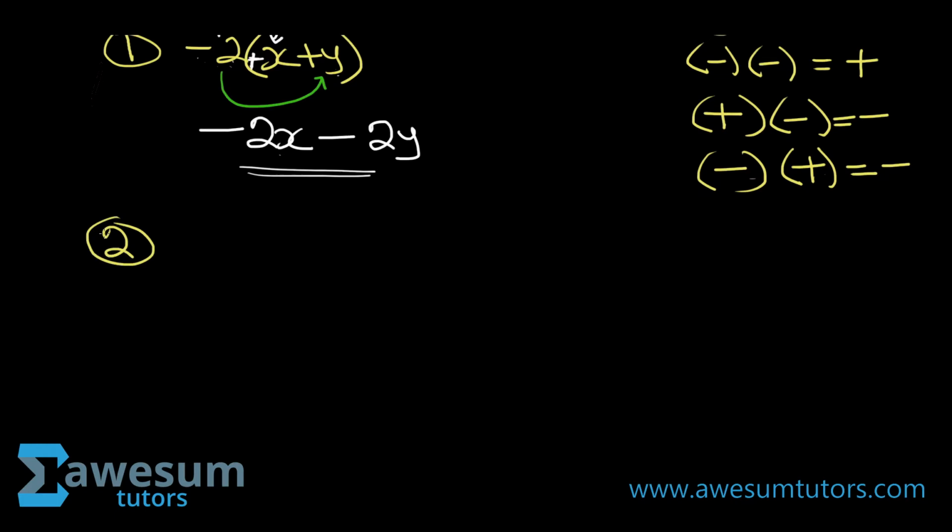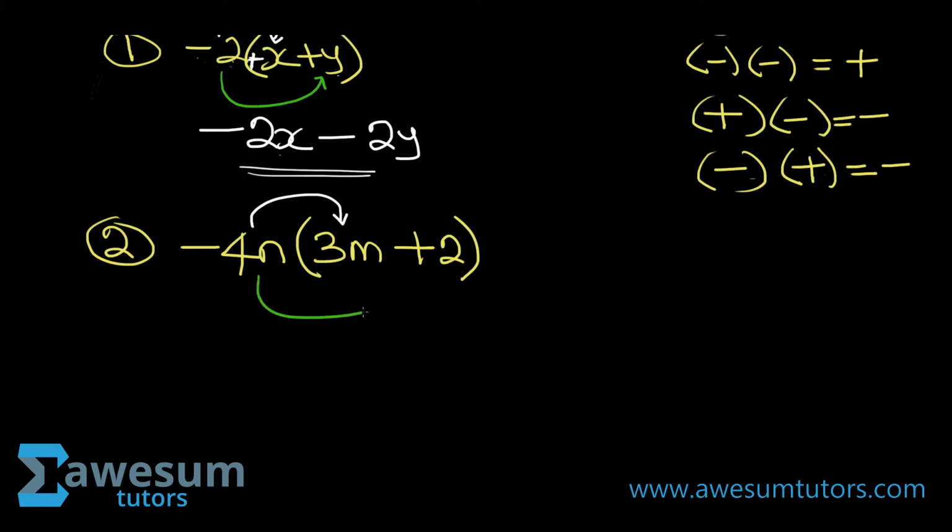Let us take a look at another example right here. Example 2 says negative 4n bracket 3m plus 2. Now how do we solve this? It's still going to be the same approach. We want to open up this bracket. To open up this bracket, this negative 4n is going to multiply 3m, and also it's going to multiply positive 2 right here.